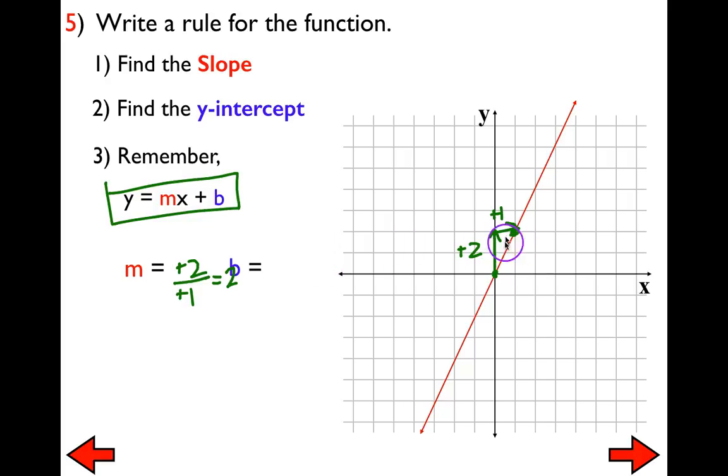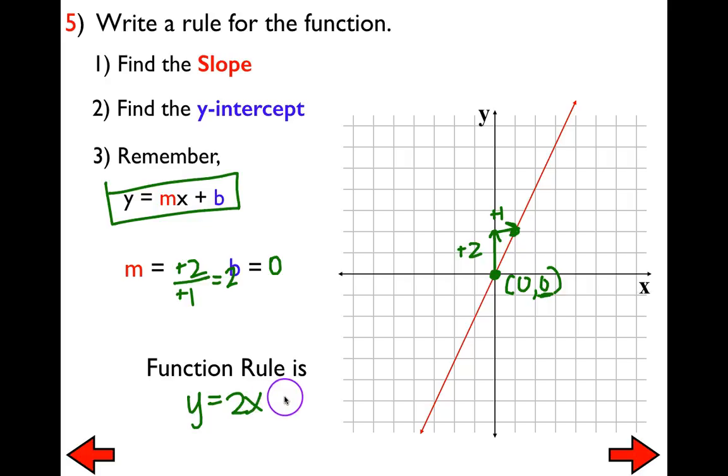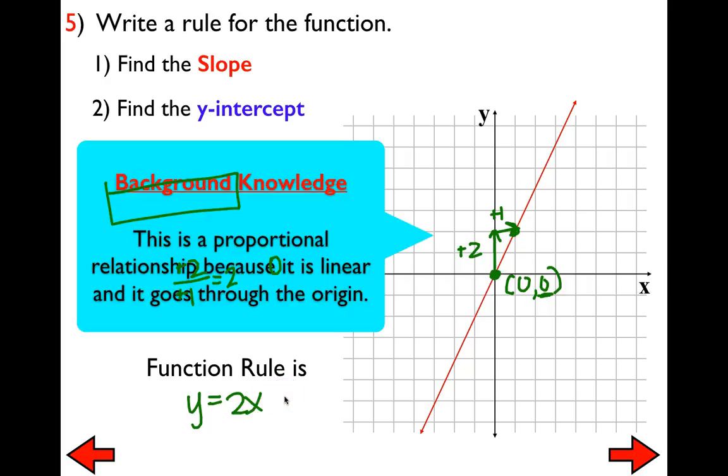What is b? Here, notice it's going through the origin. So that would be 0, 0. So in this case, b is 0. So in order to write my function rule, I would write this as y equals 2x. There's no point in putting plus 0. So notice here, I would definitely say that this is a proportional relationship. How do I know this? Well, first of all, it's linear, meaning it's a straight line, and it goes through the origin.